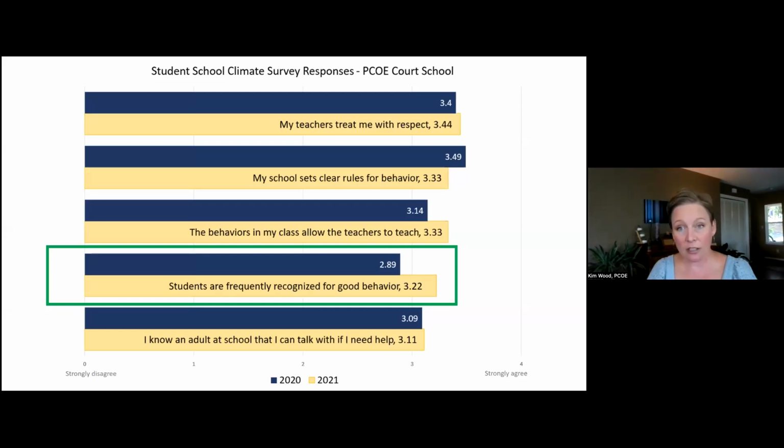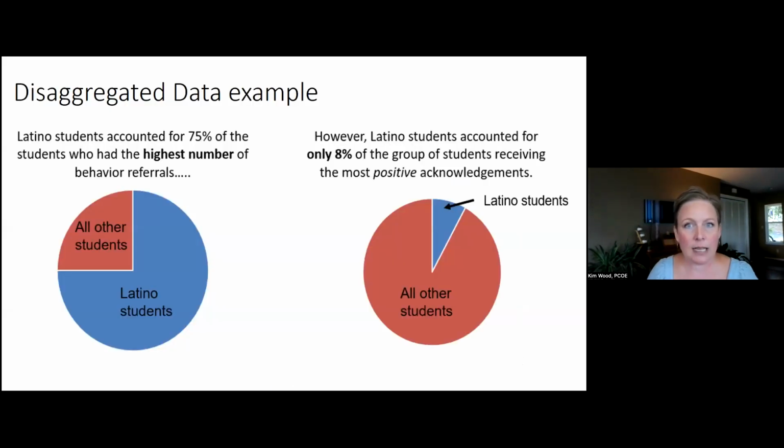If that data hadn't changed, or if it had gotten worse, that would have let me know that I need to go and change how we're using our points, what we're reinforcing, how we're reinforcing, and what the school store situation is like.